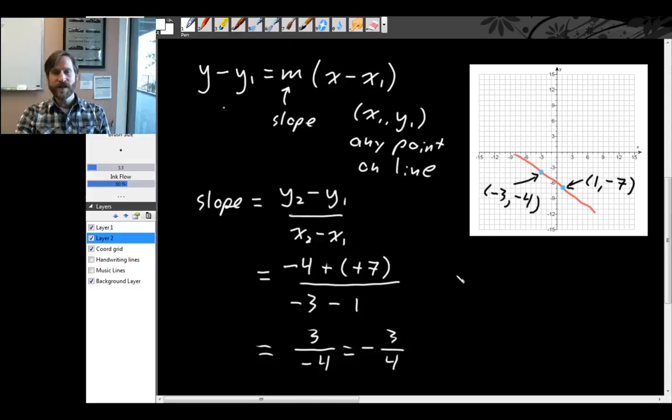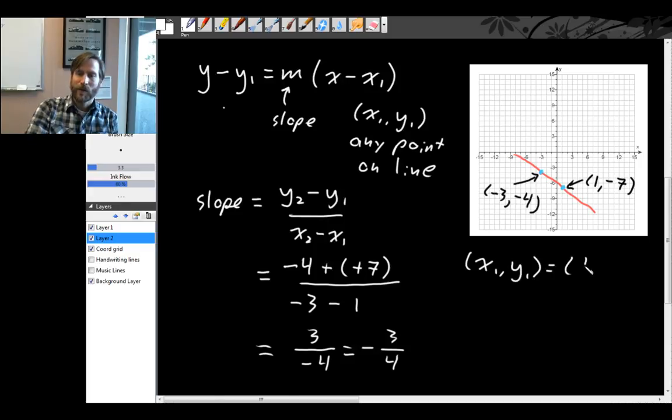That's the hard part. For x1 and y1, we can use either one of these 2 points that we already wrote down. Really, you can use either one. It doesn't matter. You'll get slightly different equations, but both equations will actually be the same line. So just to switch things up, let's use the other point this time. So the point that we're going to use for x1, y1 will be 1, -7.